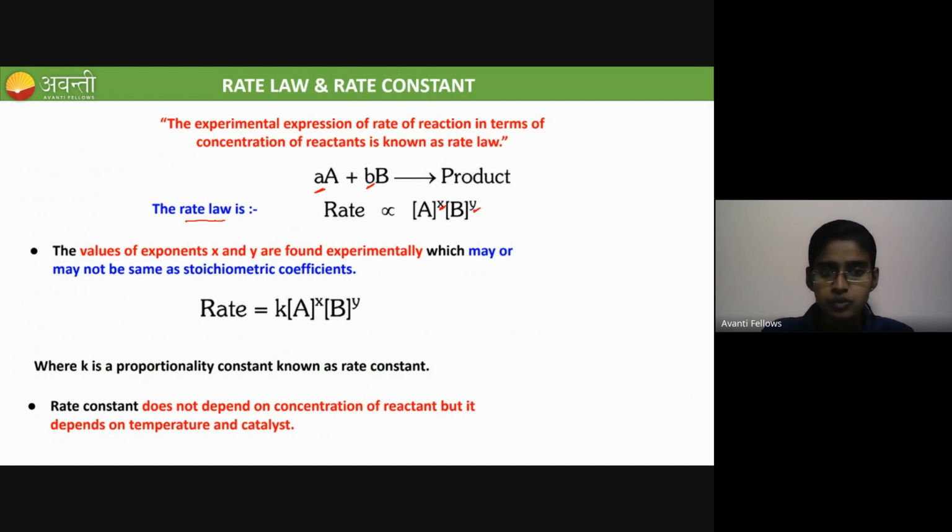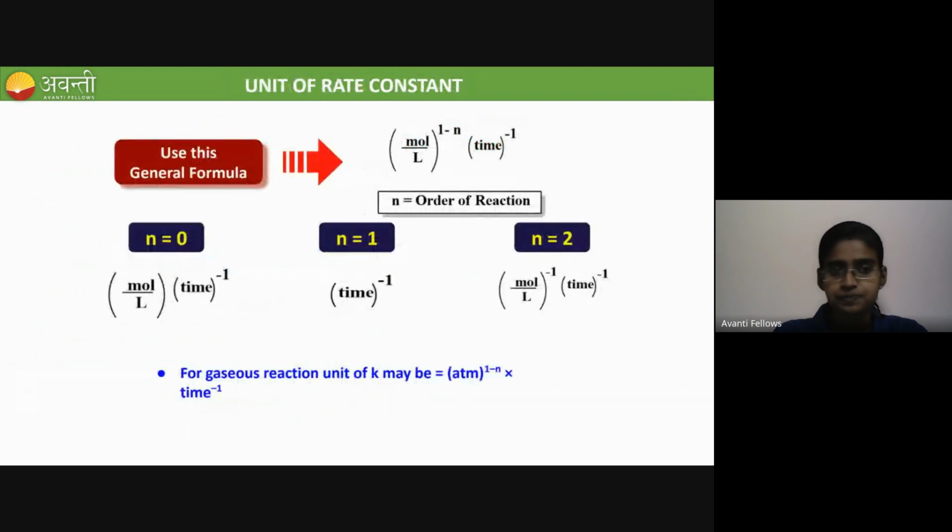Now, if you remove the proportionality symbol, we have to insert a constant, and that is k here. The proportionality constant k is known as the rate constant. The rate constant does not depend on the concentration of the reactants, but it depends on the temperature and catalyst, which is very, very important. Now, how to find the unit of the rate constant? You can use this general formula: it is (mole per liter) to the power 1 minus n, times time inverse.